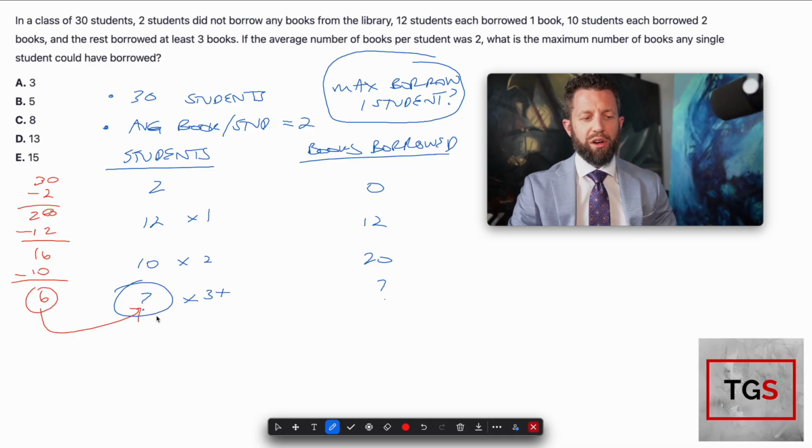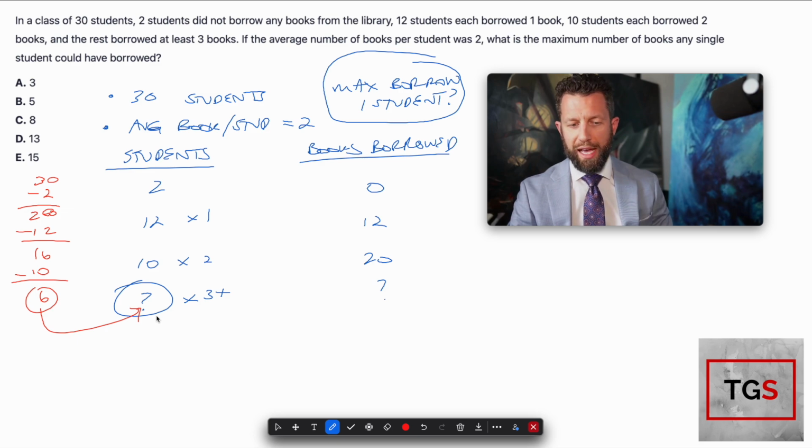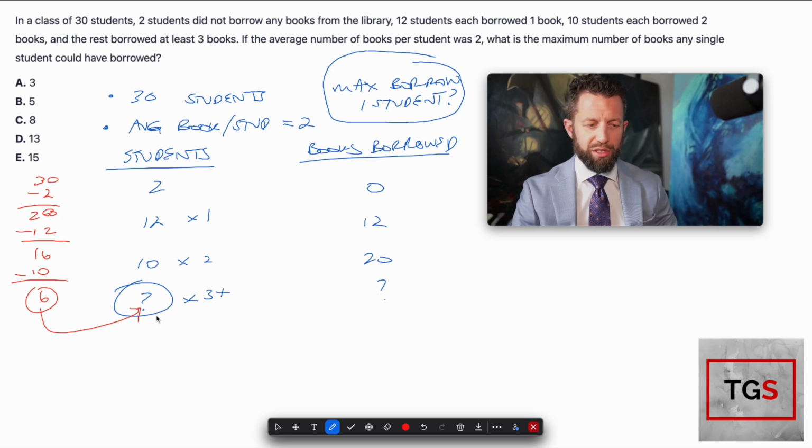Now we need to figure out the total number of books that were borrowed. Because if there's no limit on that, then the answer to the question would be infinity as the maximum. There'd be no upper limit on the number of books a student can borrow. So if you think about, okay, where could we find that total? That's where an average equation could become really, really helpful.